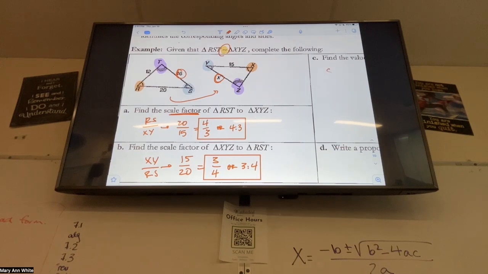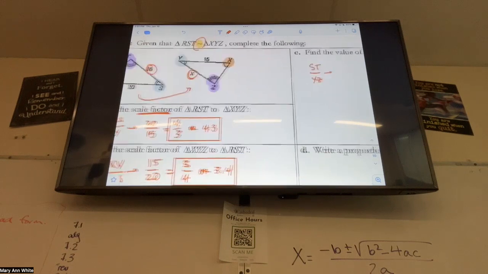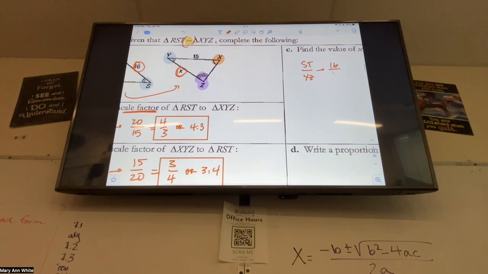I couldn't say it again. This is like the third time I've taught this, so sometimes my brain gets like alphabet soup at this time, all the letters sound the same. So ST over YZ.